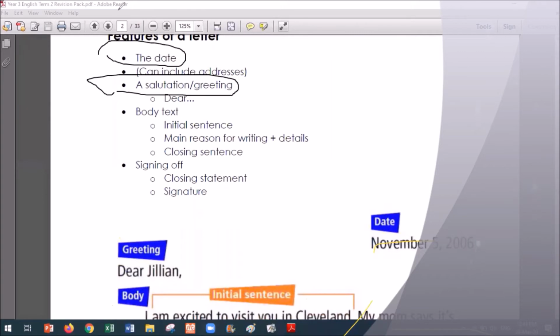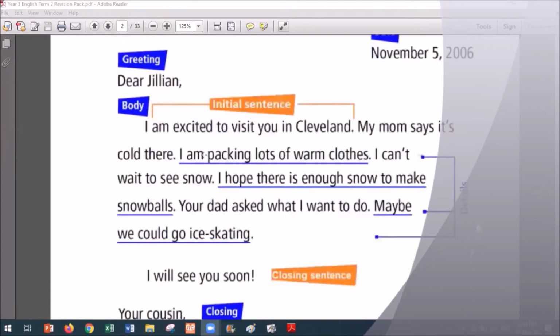Next, we need to write the body text, which is our first paragraph. Our first paragraph says, let's read together. I am excited to visit you in Cleveland. My mom says it's cold there. I am packing lots of warm clothes. I can't wait to see snow. I hope there's enough snow to make snowballs. Your dad asked me what I want to do. Maybe we could go ice skating. We have all of the body parts here.